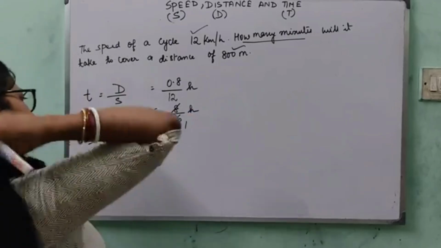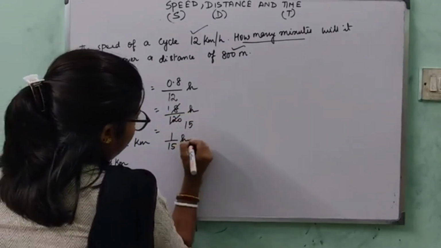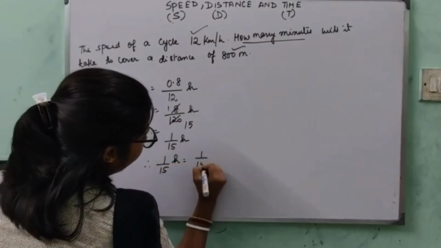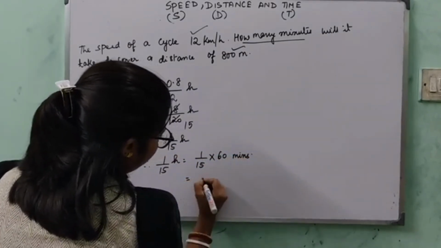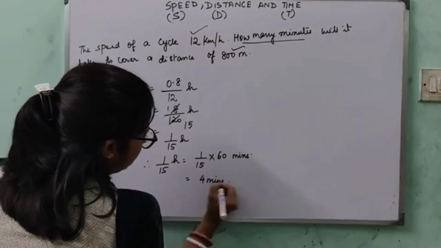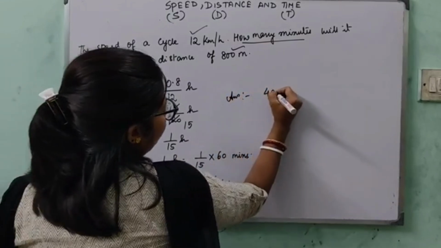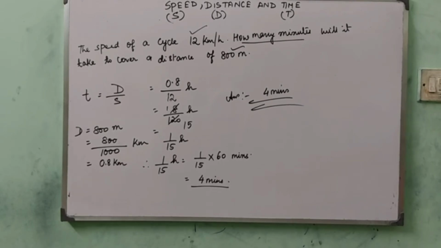Eight ones are 8, 15. So 1 by 15 hours. Now 1 by 15 hours means 1 by 15 into 60 minutes, that is equal to 4 minutes. So that means how many minutes? Your answer will be 4 minutes. So the cycle will take 4 minutes to cover a distance of 800 meters with the given speed.